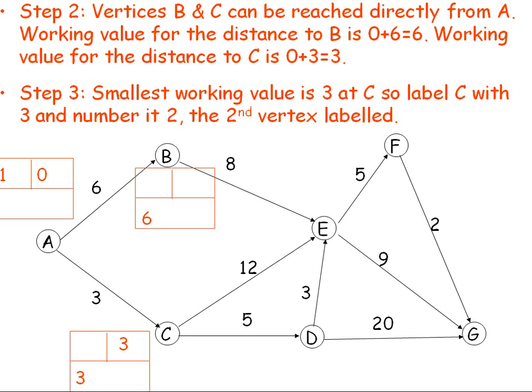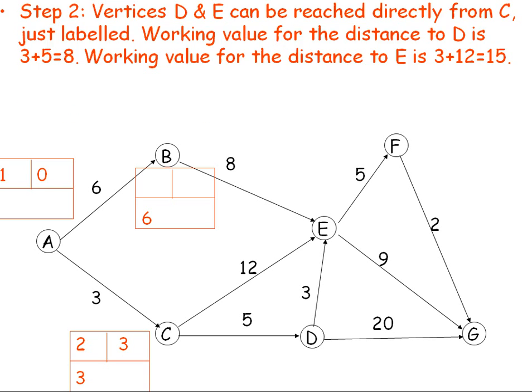And which number in our ordering do we put that in? 2. It's the second one we've made permanent. So that goes in there. Now we repeat where we were last time. We've just labelled a node as being permanent. Where can we go directly from C? D or E. So we put boxes at D and E.